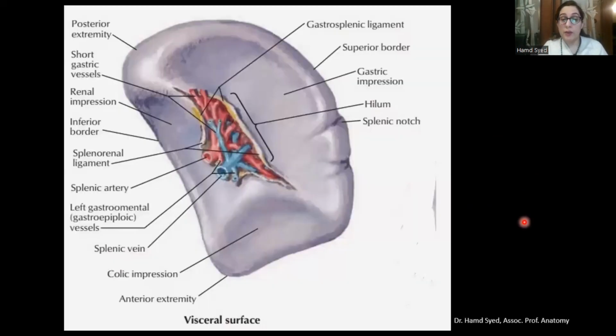So here is another diagram of the spleen, and we are looking at the visceral surface or the inferomedial surface of the spleen. And here we can see these four impressions: the gastric impression, the renal impression, the colic impression, as well as the pancreatic impression. And here in the hilar region, we can see these ligaments, which are the gastrosplenic ligament. And we can also see here the splenorenal ligament. And look at the branches of the splenic vessels, which are present between the layers of the splenorenal ligament.